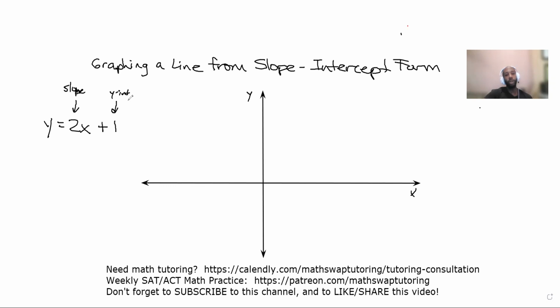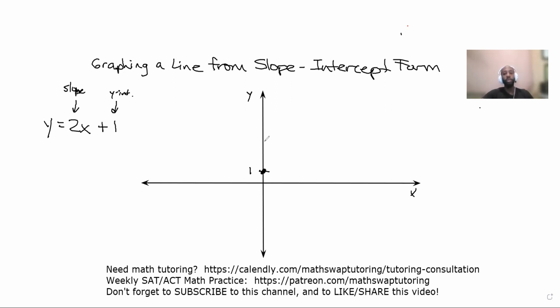Now, I like to start with the y-intercept because the y-intercept is where a line intercepts the y-axis. That's where your line touches the y-axis here. So at +1, this touches the y-axis. So literally, if this is 1 right here, you have a point right there.